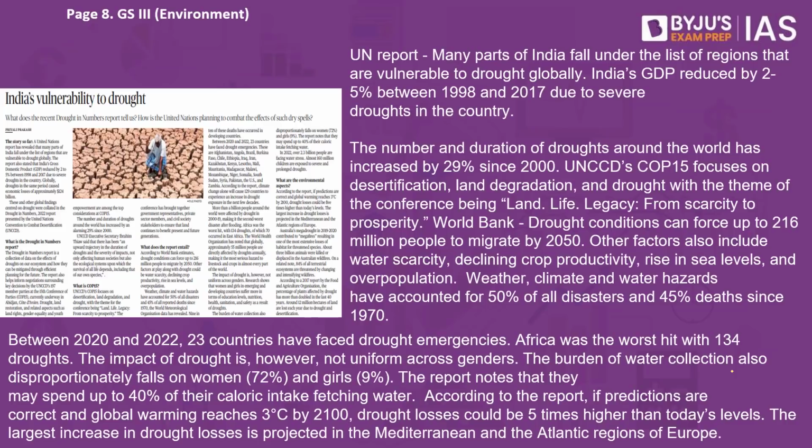The next article that we have here is on the problems of drought that India and other nations across the world are facing. This article is based on the recent UN report titled Drought in Numbers. This report says that many parts of India are in the list of regions which are vulnerable to drought globally.